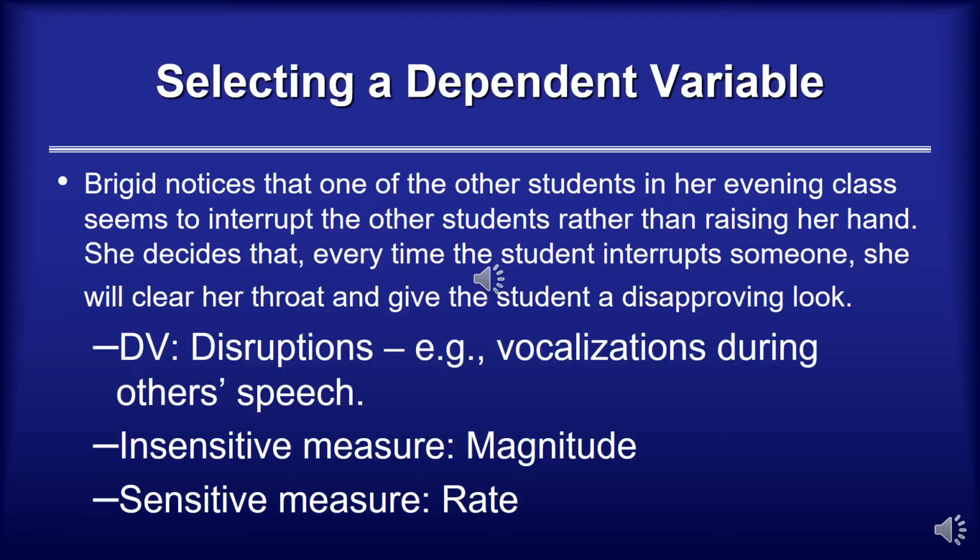In this case, Bridget wants to measure the effect of her intervention, clearing her throat and giving a disapproving look, on the student's disruptions. This could be defined in a variety of ways, but here's one example. An insensitive measure would be magnitude of the disruptions. It's not particularly useful to know that the volume of the student's disruptions decreased if they are in fact still occurring. Instead, rate would allow you to know exactly how many times the disruptions are detectably occurring per class.